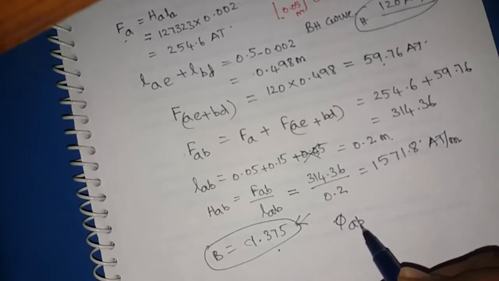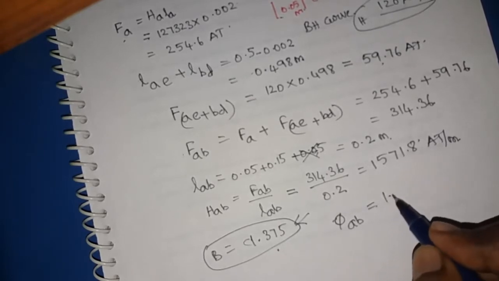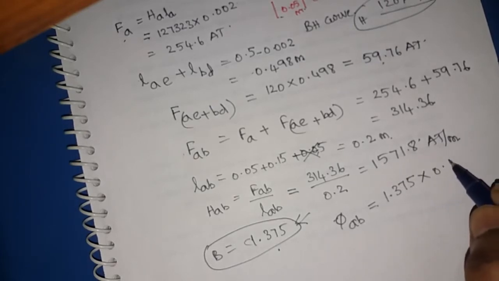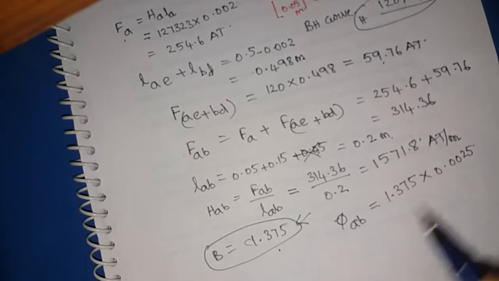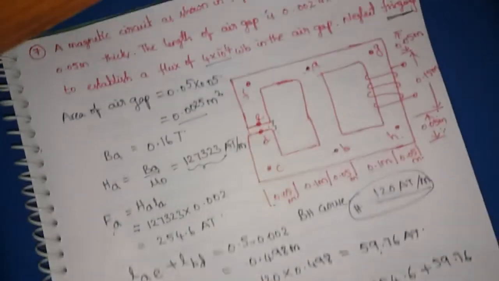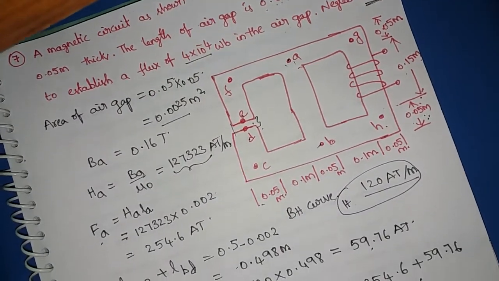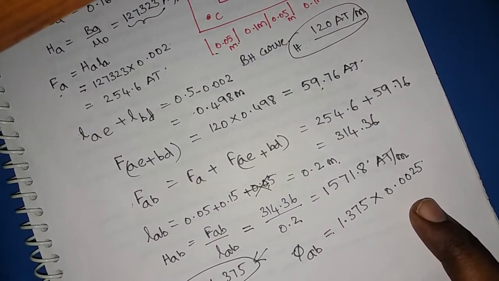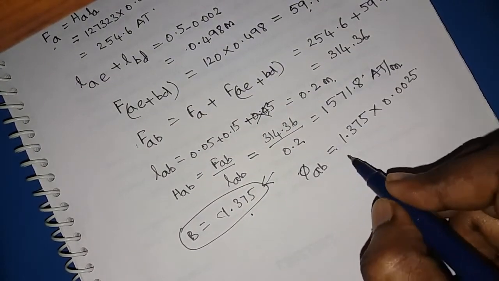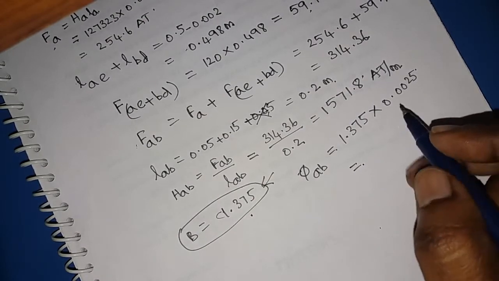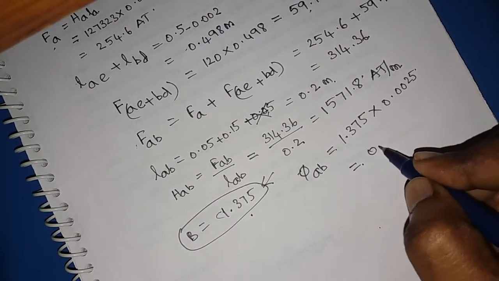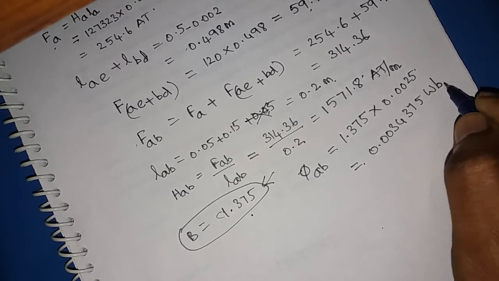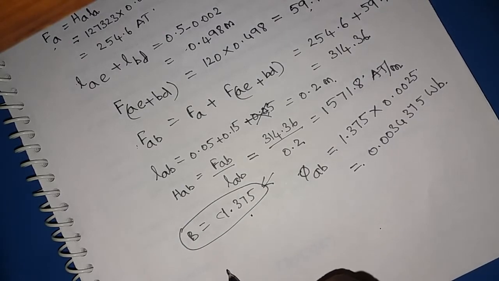Okay, so hence the flux in AB, that is phi AB, is equal to 1.375 into 0.0025, because he has given this value 0.0025. So this is around 0.0034375 Webers.